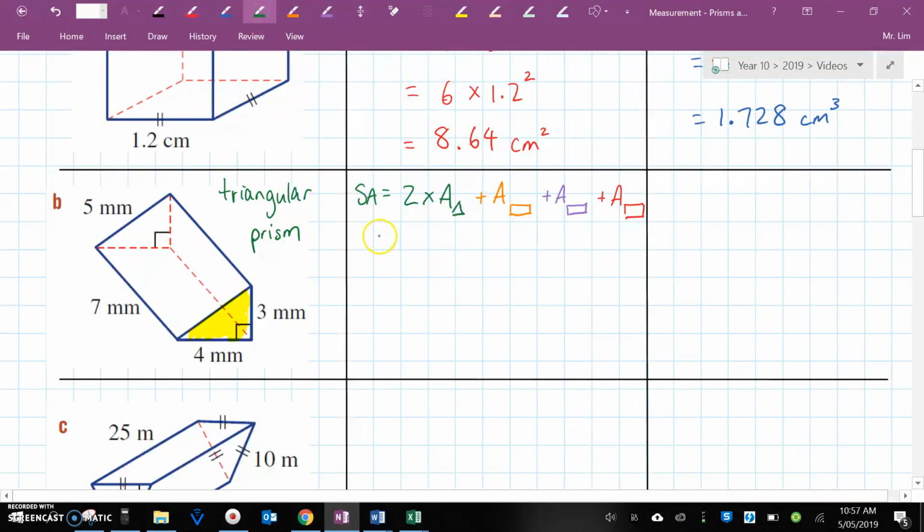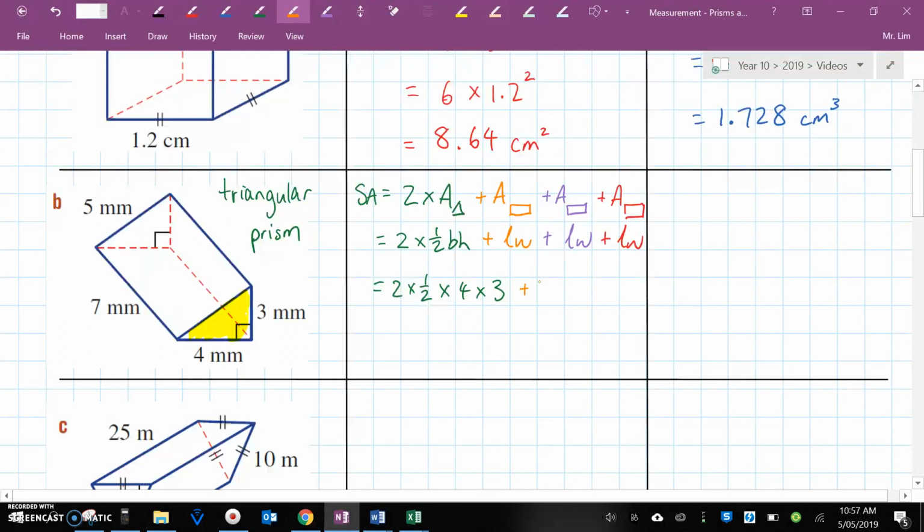So we know the formula for the area of a triangle is half base times height. The area of our rectangle is length times width, length times width, and length times width. Now we can substitute all the values into the formulas and work out our answer. 2 times half times the base of the triangle is 4. The height of the triangle is 3.